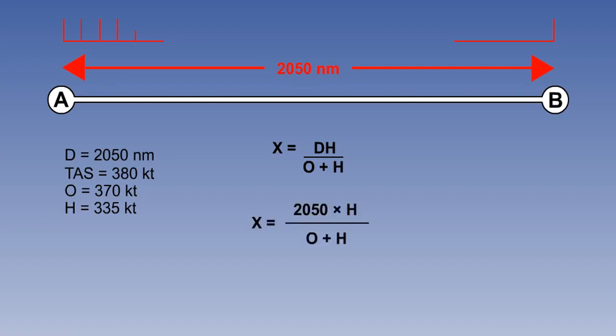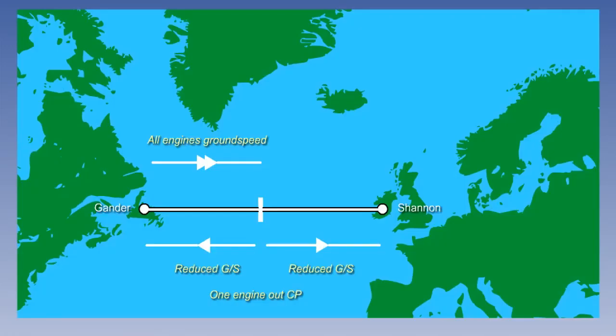D is 2050. O is 370 knots. And H is 335 knots. Again, get your calculator out and do the maths. The distance to the critical point is now 974 nautical miles. Now let's see what the new time to the critical point is.